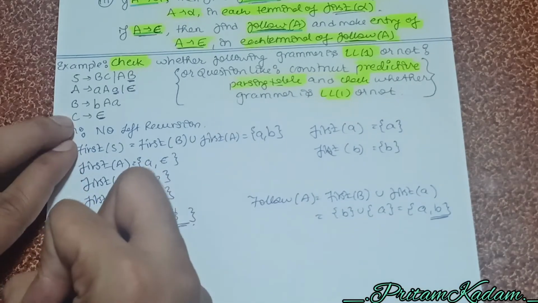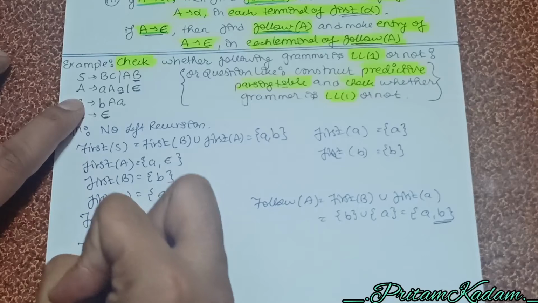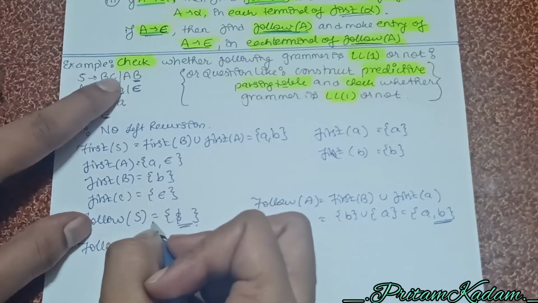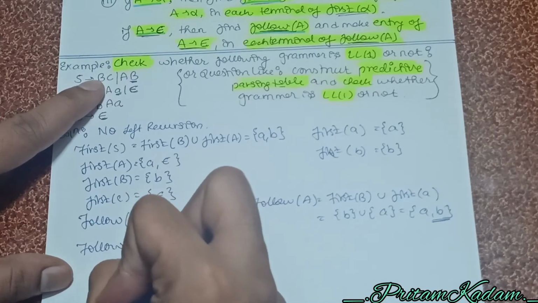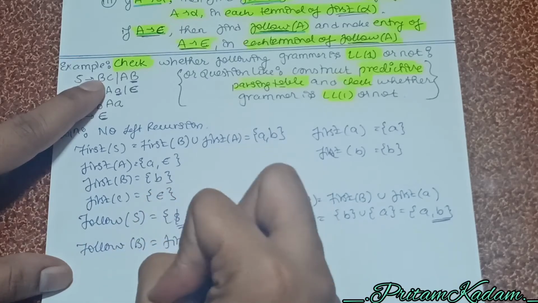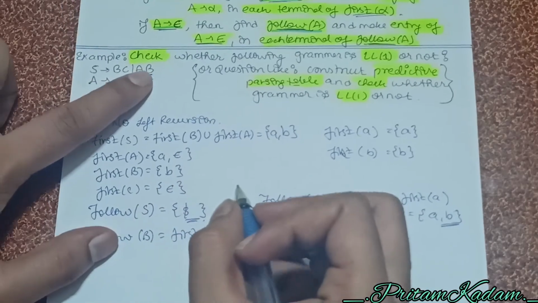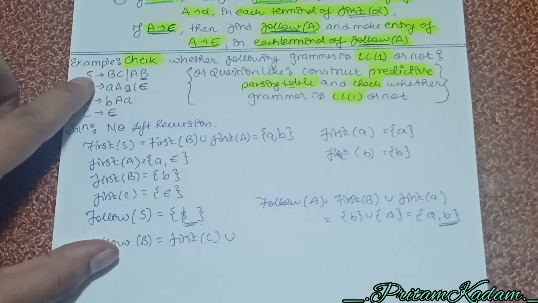Okay, so now let us find the follow of B. So B is followed by C over here, and in the next production of S there is nothing after B, so we will go to the follow of S.